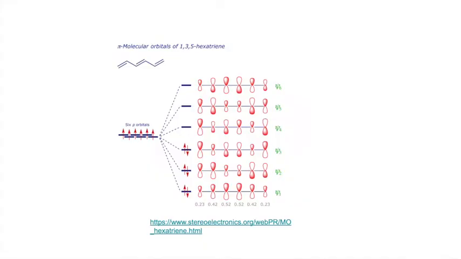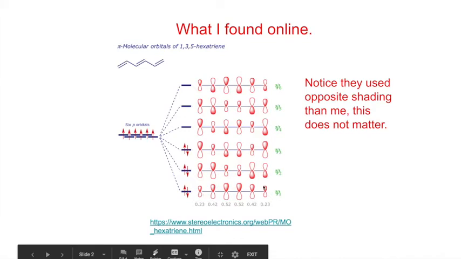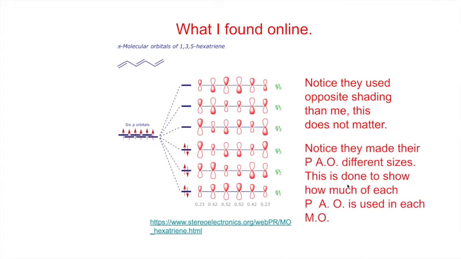So here's a correct answer. Everything's the same, but you'll see 5 is different. So we've got 1 node, 2 nodes, 3 nodes, 4 nodes. That's the correct way. And you'll notice they used what I found online. They used opposite shading than me, like the bottom layer. They did the dark on top. That doesn't matter. You can start it however you want. And then they made their p atomic orbitals different sizes. See how this is smaller and that's large, a little bit bigger, a little bit bigger.